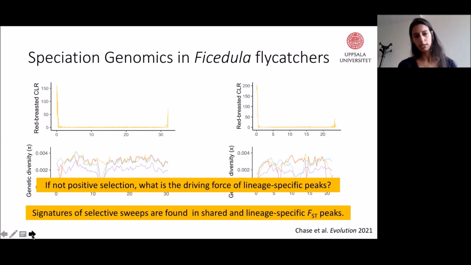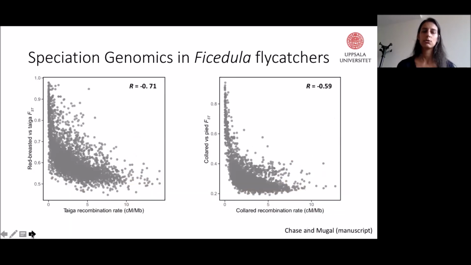So we say, if not lineage-specific adaptation and positive selection, what is the driving force of the lineage-specific peaks? In order to do that, we need to remember that with FST peaks and reduced diversity, we are assessing signatures of linked selection. So we see a strong dependence on recombination rate. So what we then did is we estimated recombination rate in 2 of the species, 1 in each pair, and then we see a clear relationship with FST in that pair.